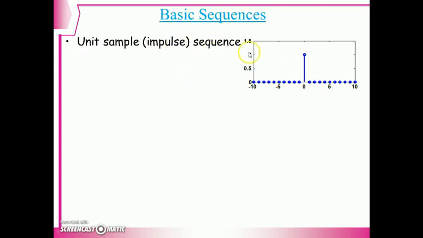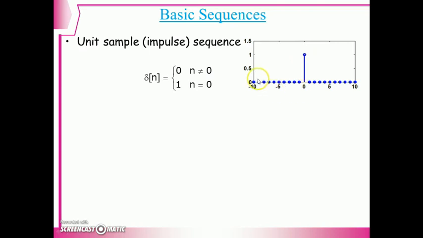So the unit impulse sequence is defined for different values of n, and the values are marked as shown in the figure. You can see that the values are all 0 except for n equal to 0, where the value is 1.